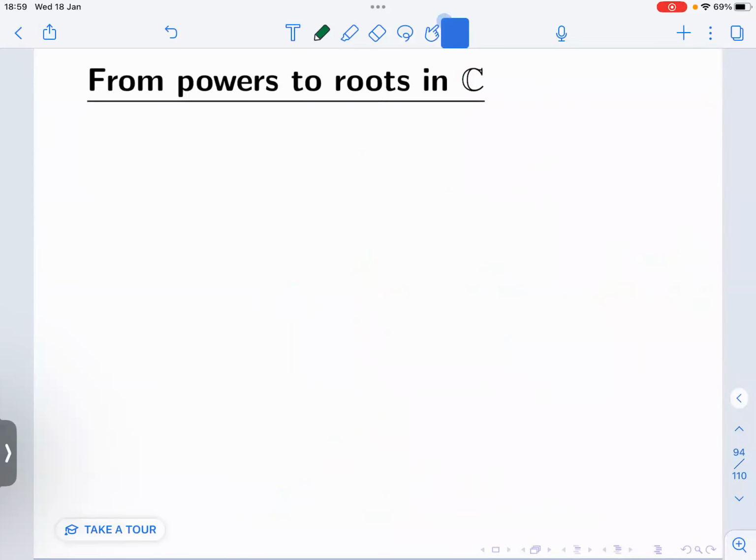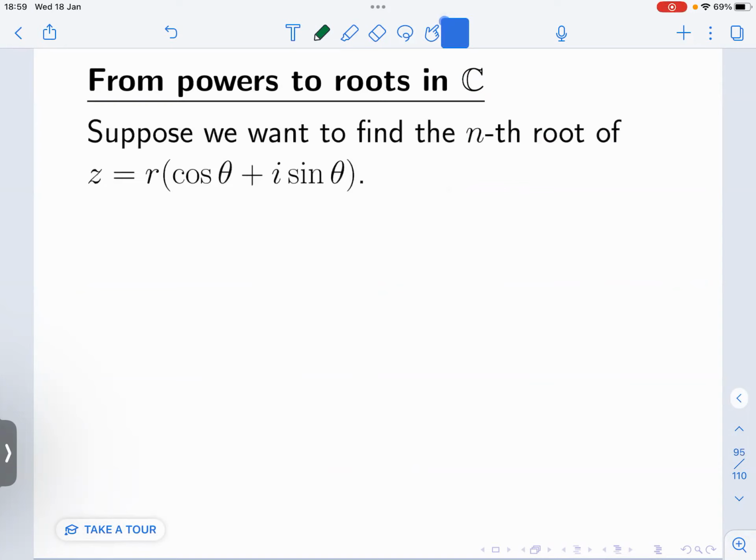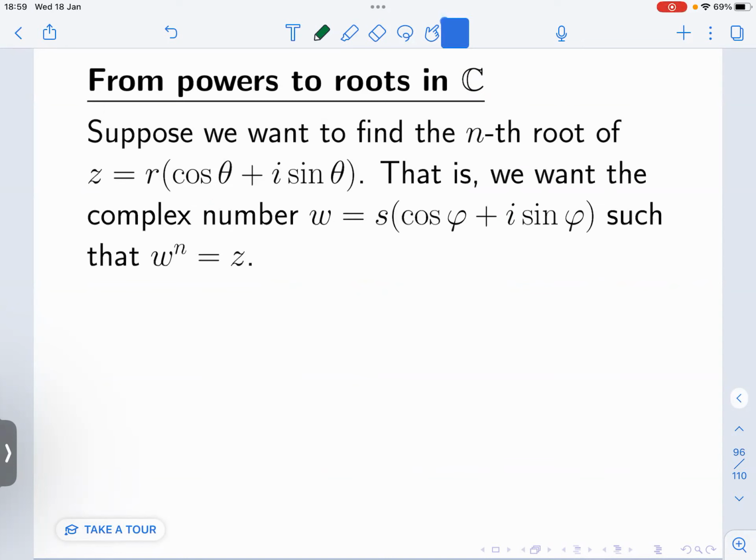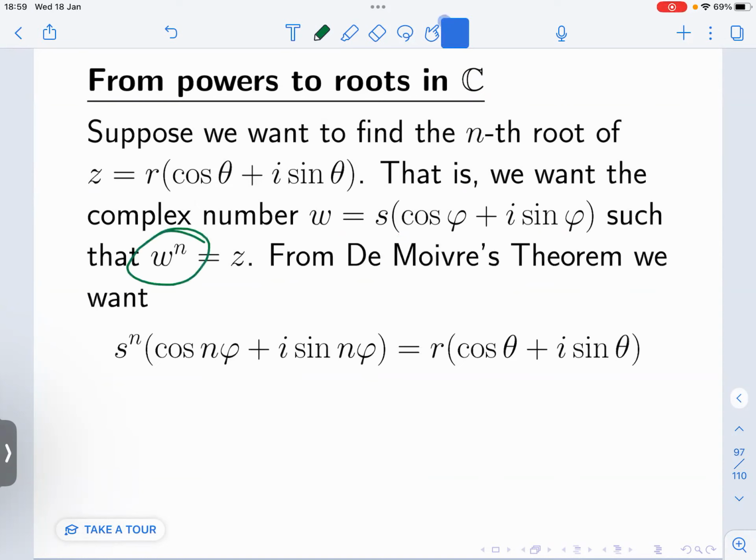And then next, we will look into the roots. Now, since we are able to define complex powers, we should also be able to define complex roots. So if you have the complex number z equals r(cos theta + i sin theta), and the complex number w equals s(cos psi + i sin psi), and w to the power n is equal to z.